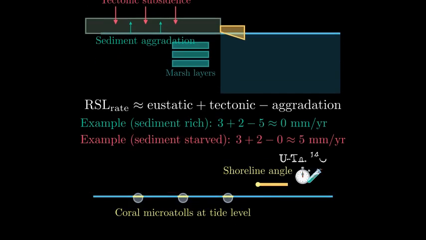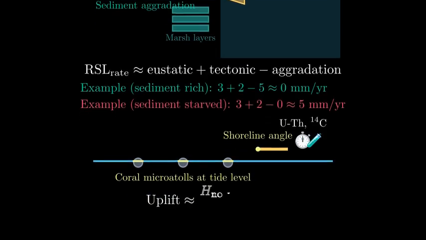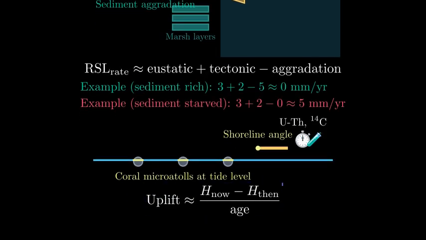Geologists read coastal motion using natural gauges. Coral microatolls grow right at low tide level. If they are stranded high and dry, that records uplift. Terrace shoreline angles give former sea level positions, and with ages from uranium-thorium or radiocarbon, we get rates by comparing present height to past sea level.